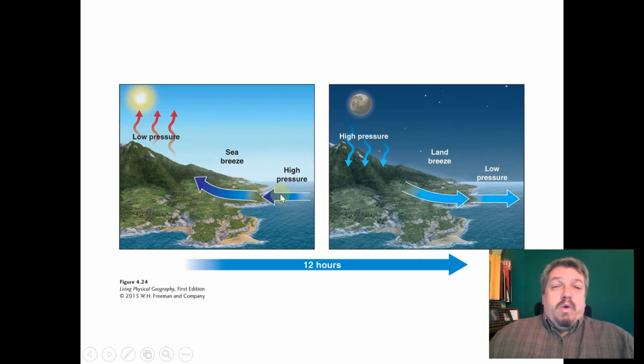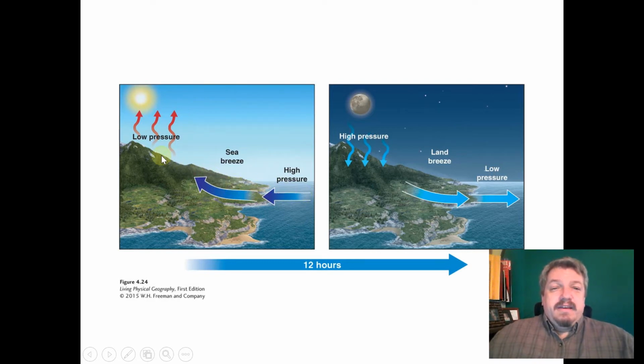And which means that the air over the water is higher pressure. So remember, air always goes from what? High to low. So it drives the breeze this way. The wind's going to blow this way. So high pressure, cooler air blows onshore, an onshore or sea breeze.